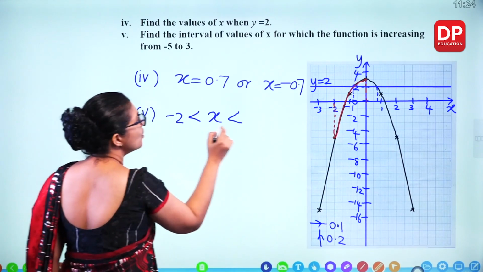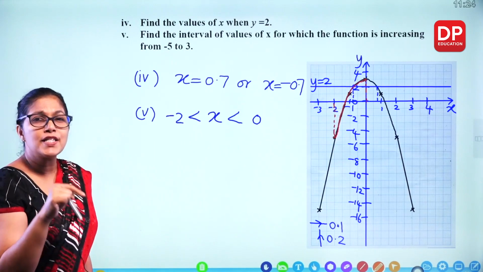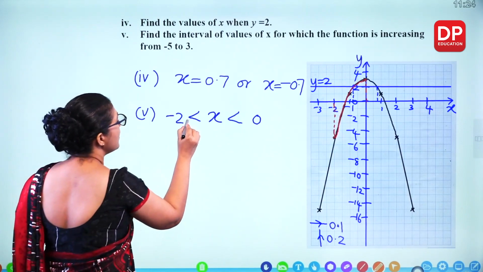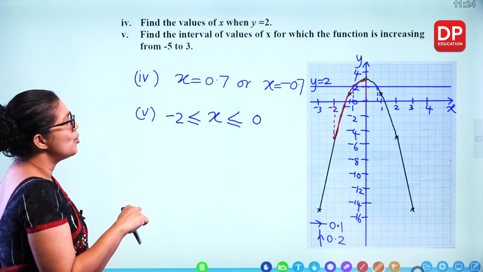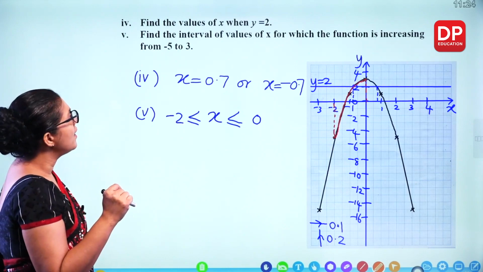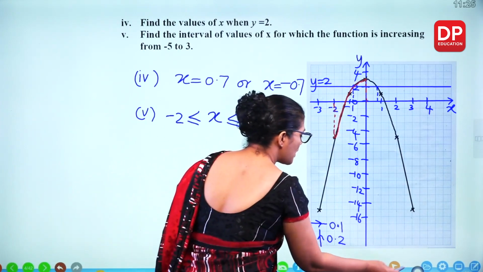minus 2 to 0. And here, from minus 5 to 3 means all these two values are included. So you can put an equal sign as well. So minus 2 to 0, minus 2 and 0 both are included. Now we'll see how you get marks for these two steps.